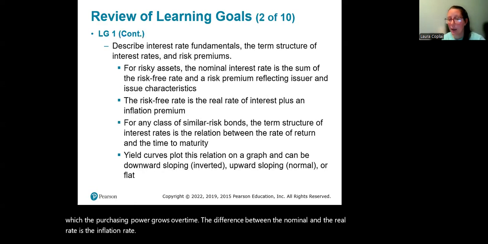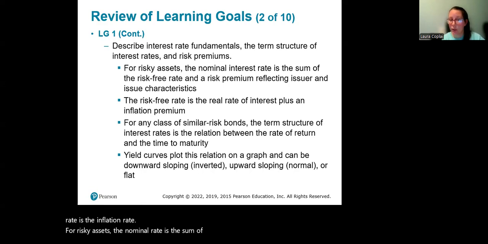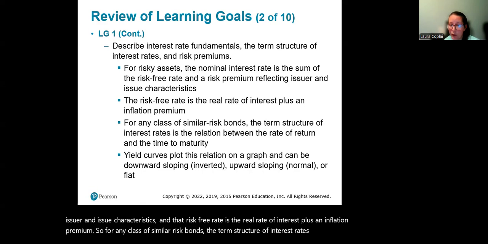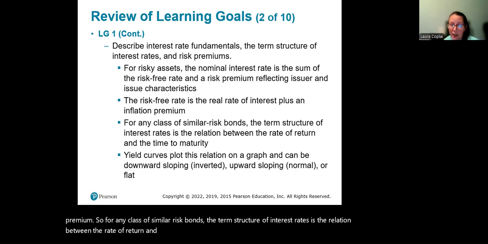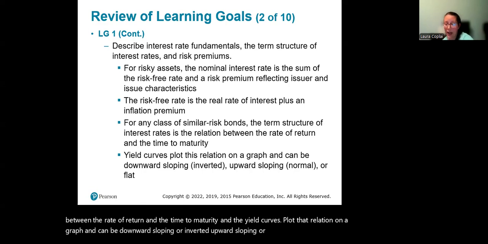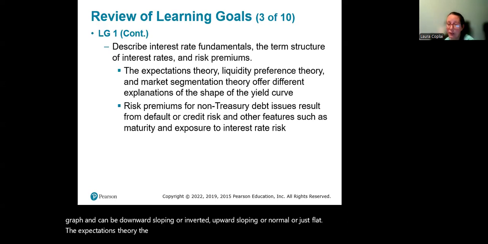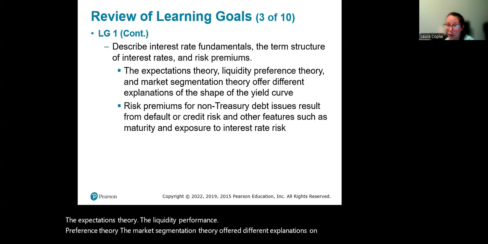For risky assets, the nominal rate is the sum of the risk-free rate and a risk premium reflecting issuer and issue characteristics. And that risk-free rate is the real rate of interest plus an inflation premium. So for any class of similar risk bonds, the term structure of interest rates is the relation between the rate of return and the time to maturity. And the yield curves plot that relation on the graph and can be downward sloping or inverted, upward sloping or normal, or just flat. The expectations theory, the liquidity preference theory, and the market segmentation theory offer different explanations on why the curve is shaped the way it is.